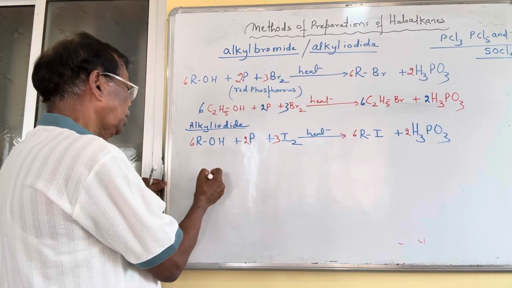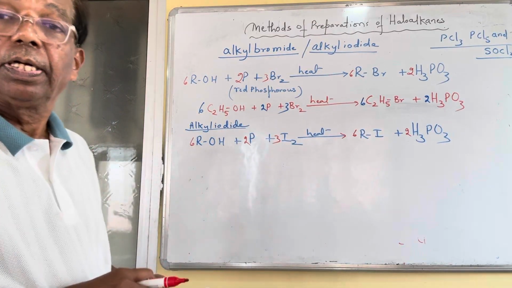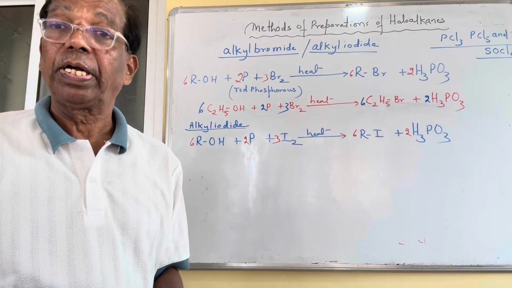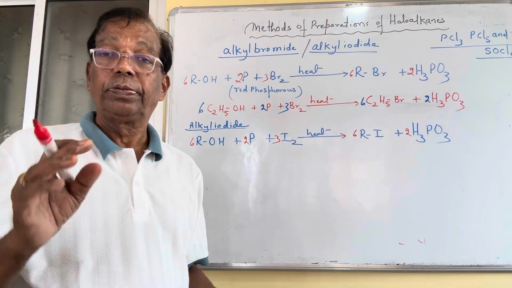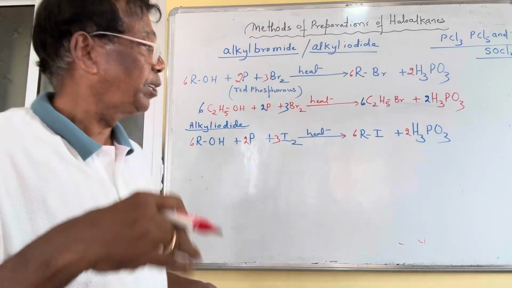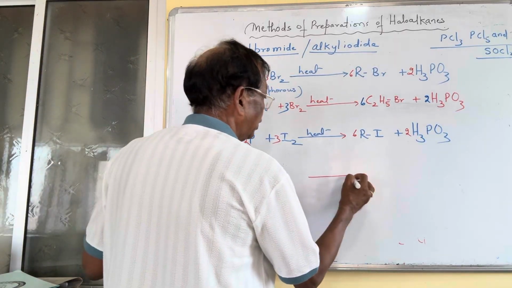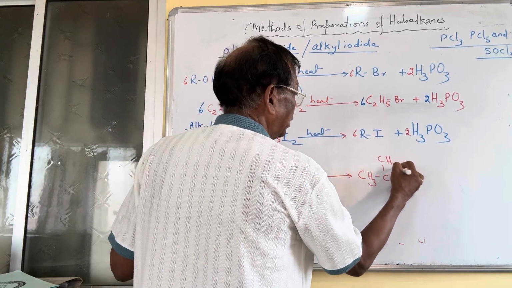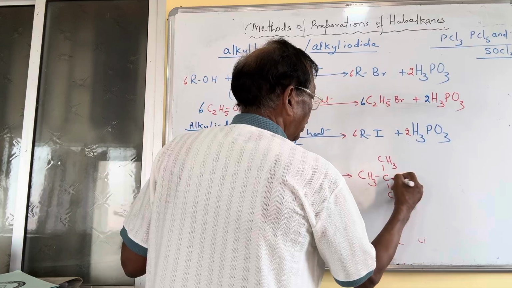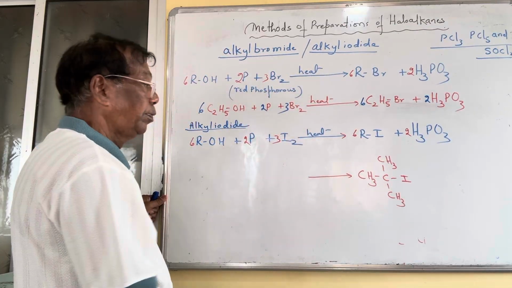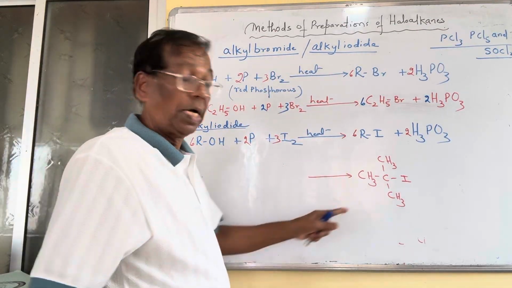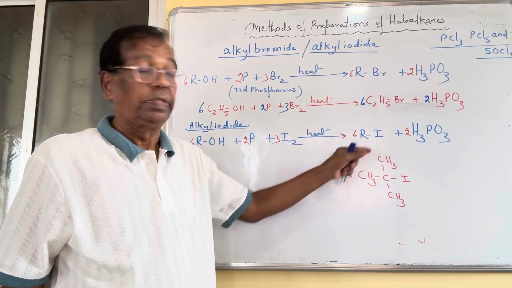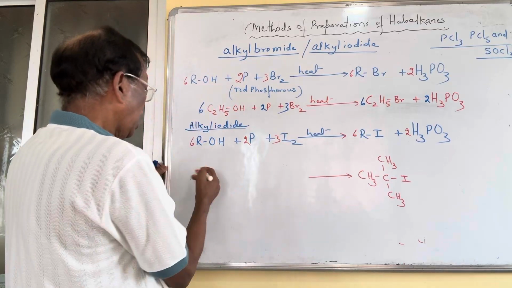Suppose I use here any alcohol. Now what we can say, using red phosphorus and iodine, how will you prepare tertiary butyl iodide? Say, if they ask, using red phosphorus and iodine, how will you prepare tertiary butyl iodide? So in this case, what we can do, tertiary butyl iodide is this. See, then what you do here, tertiary butyl iodide. What will be the R group here? R group is CH3, CH3, CH3. This becomes the R group. So here, R you have to change.